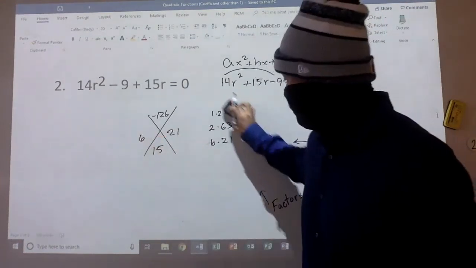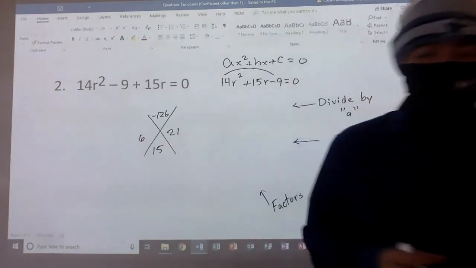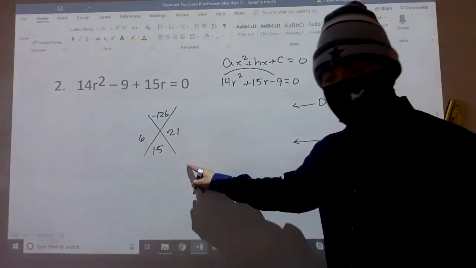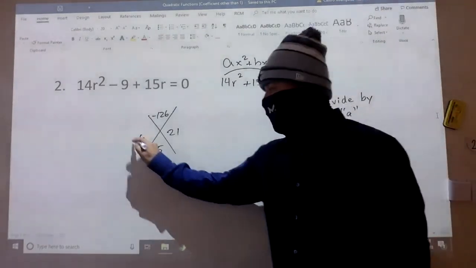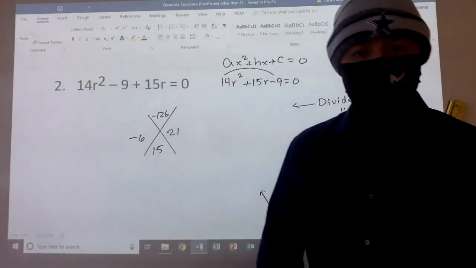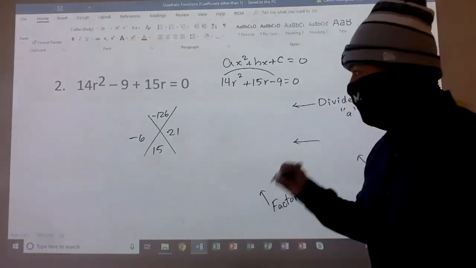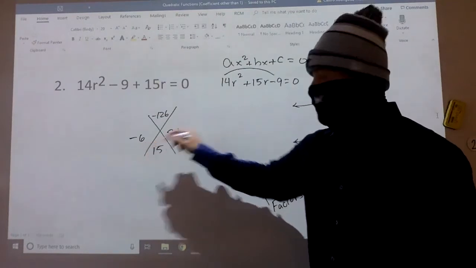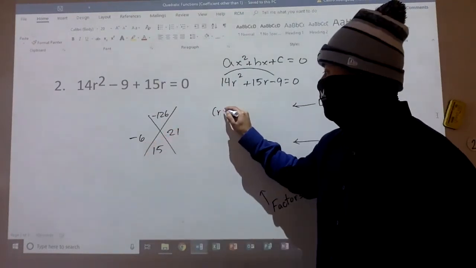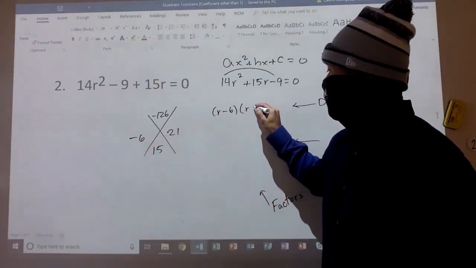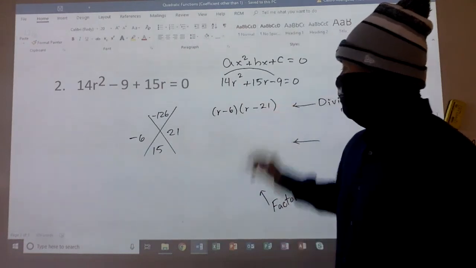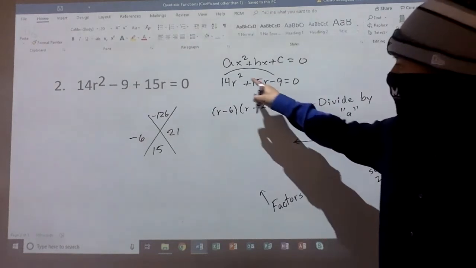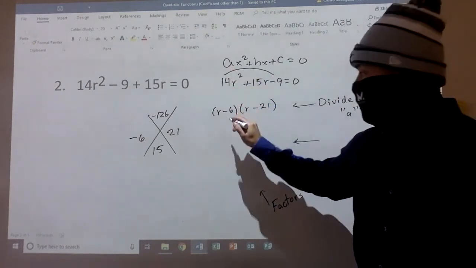Remember the notes I gave you on the first day. If the top number is negative and the bottom number is positive, the smaller number is negative. So I'm ready to put it in the form. That's why I didn't divide this. So my factors, I'm using an r: r plus 6, r minus 21. It says divide by the value of a. Well, the value of a comes from here. The value of a is 14.